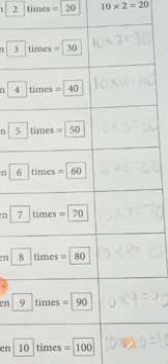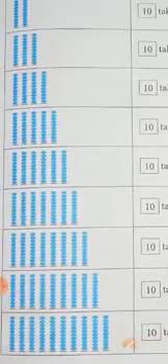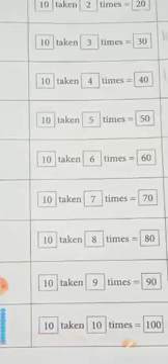10 taken 6 times. Answer became 60. 10 into 6 is equal to 60. 10 taken 7 times. Answer became 70. 10 into 7 is equal to 70. 10 taken 8 times. Here 10 beads taken 8 times. So answer became 80. 10 into 8 is equal to 80.